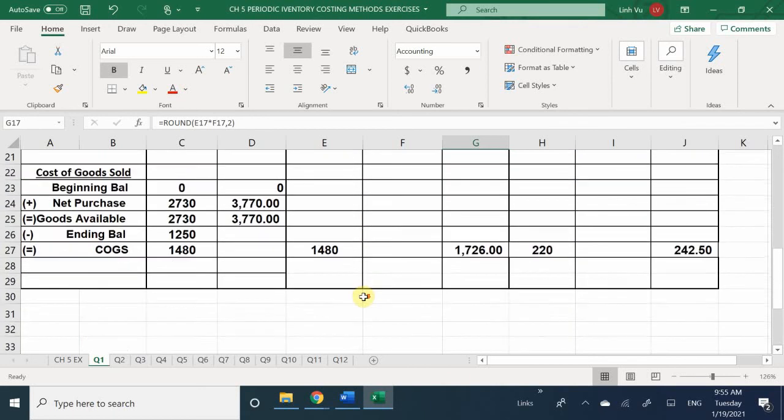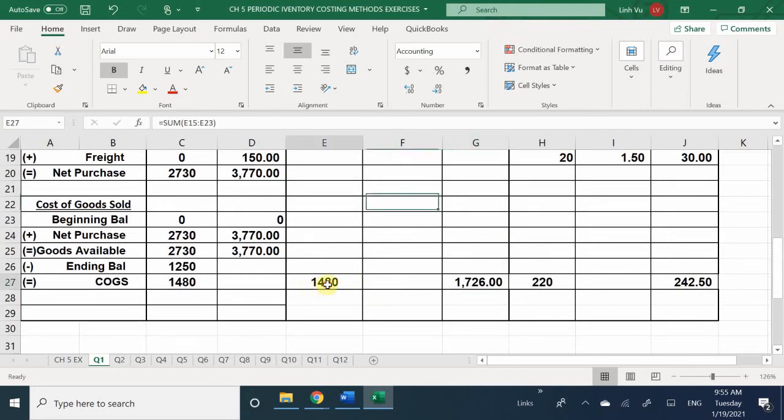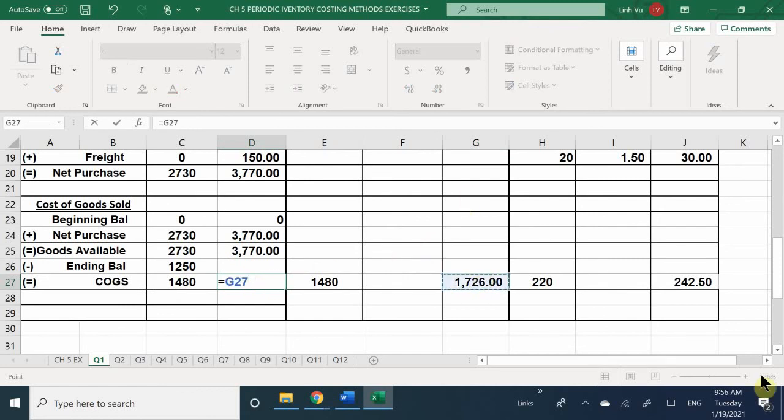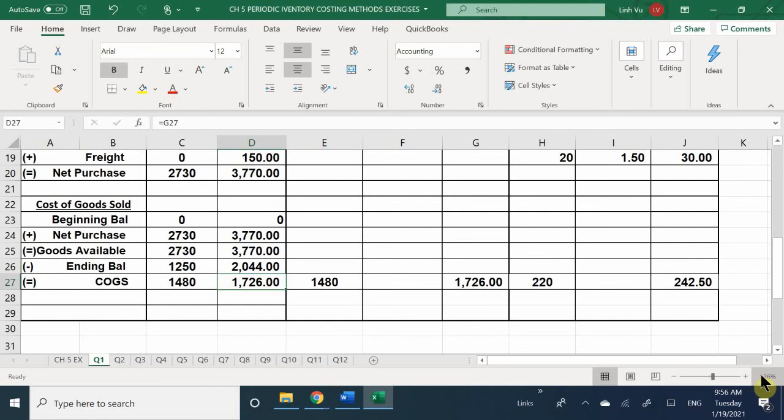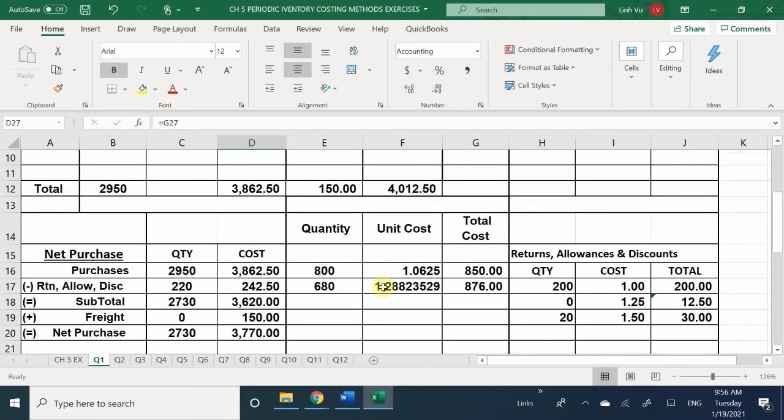Good. Now that we have our grand total, right, we sold 1480 and it's going to cost me a grand total of $17.26. Okay? Which then makes my ending inventory $20.44. Okay? So now we finally reached the end of our table. Again, that was a little complicated.